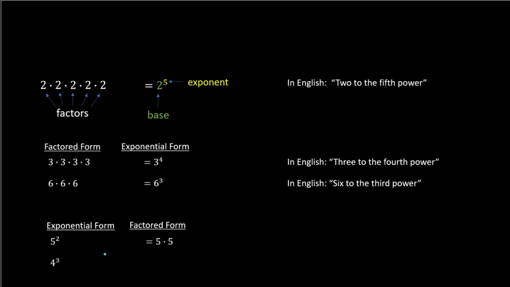Here's another example. What if we had 4 to the 3rd power? Well, the 3 is your exponent. That's telling you how many 4's we have. So we have 3 4's. So we take 4 and multiply it together 3 times in a row. So your answer for 4 to the 3rd power is going to be 4 times 4 times 4.